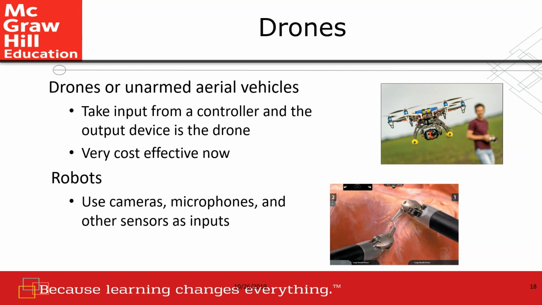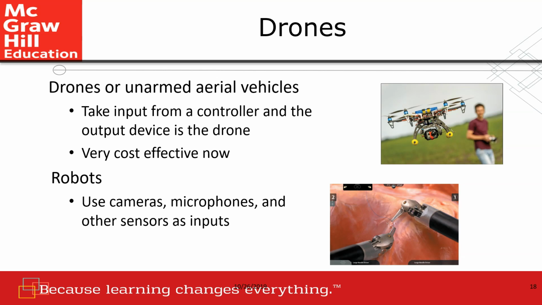Drone is an unmanned aerial vehicle. It takes input from the controller and the output device is the drone. It's very cost effective. Nowadays, I believe that Amazon tried to do a delivery service using drones. So drone can be a good topic of the research paper. Robot as well.